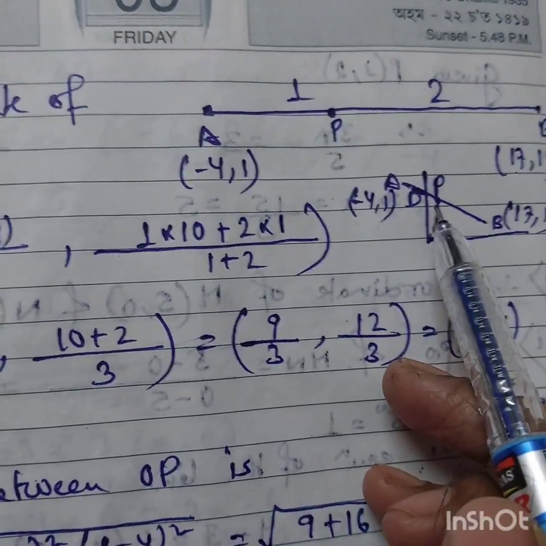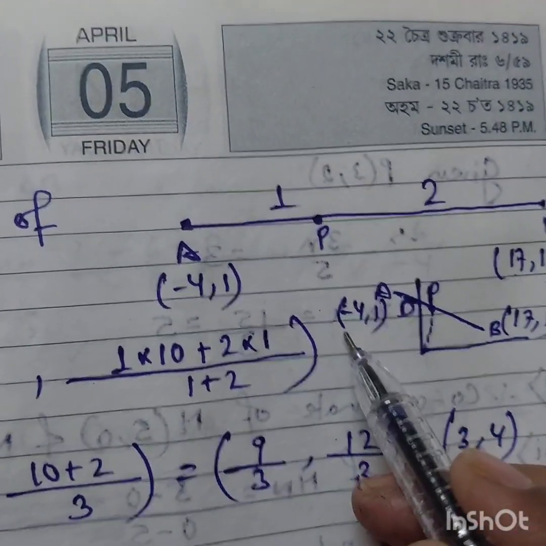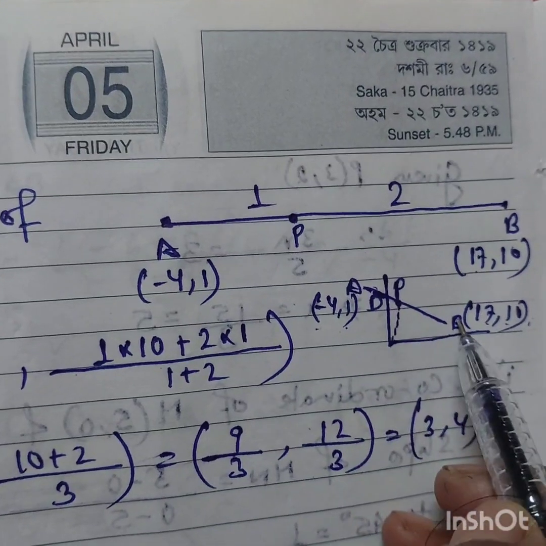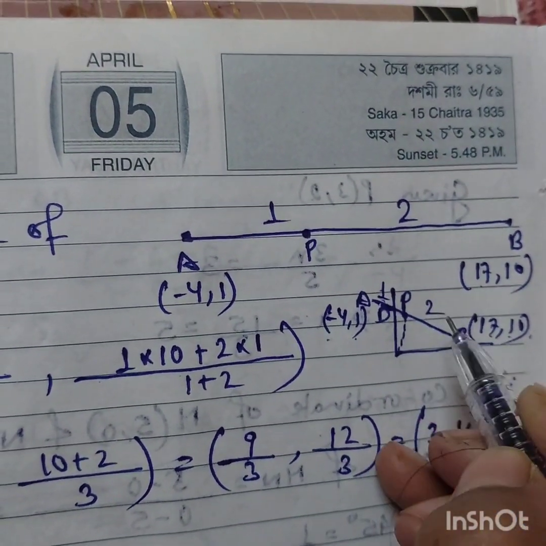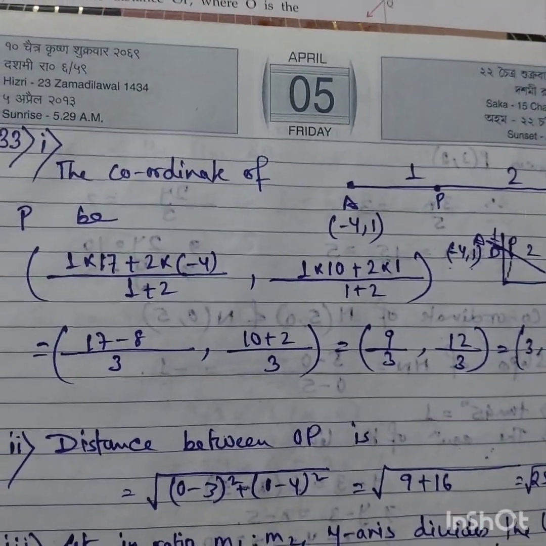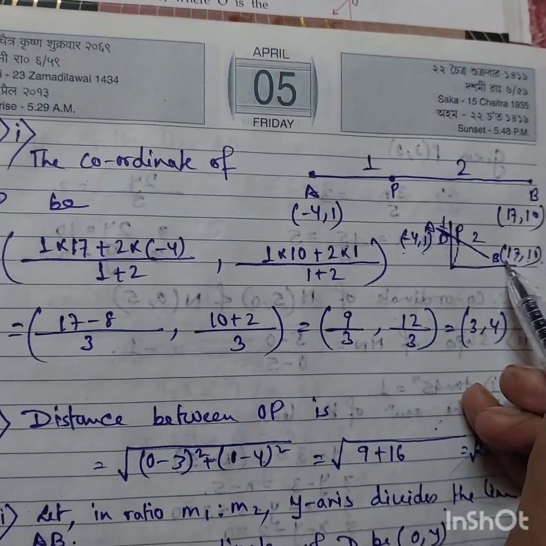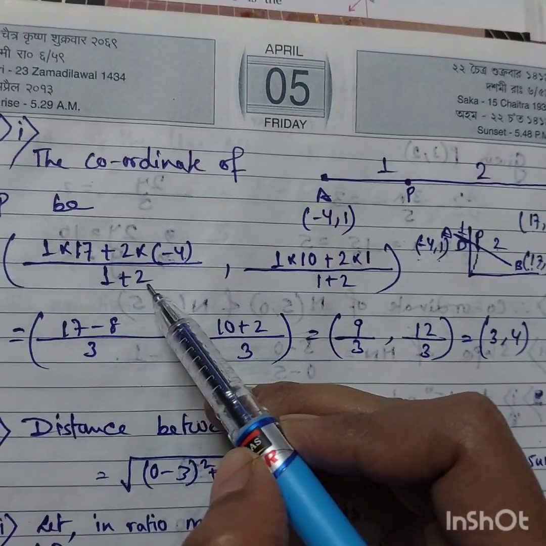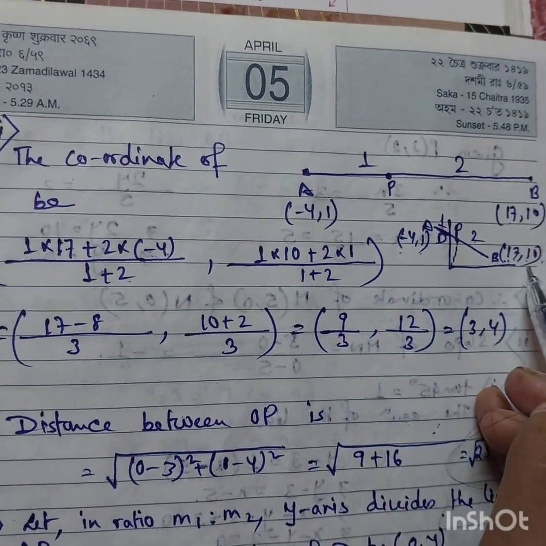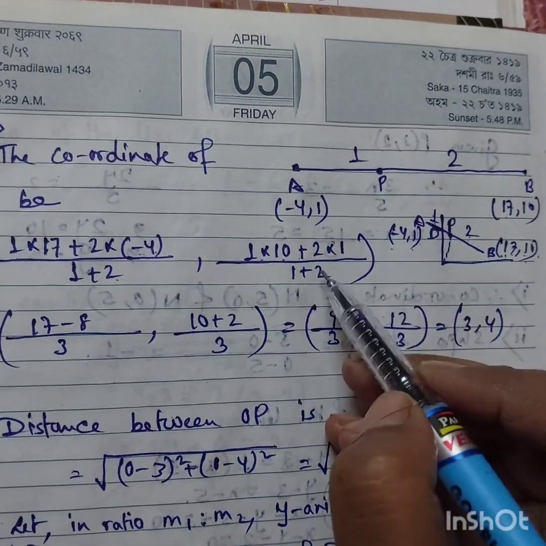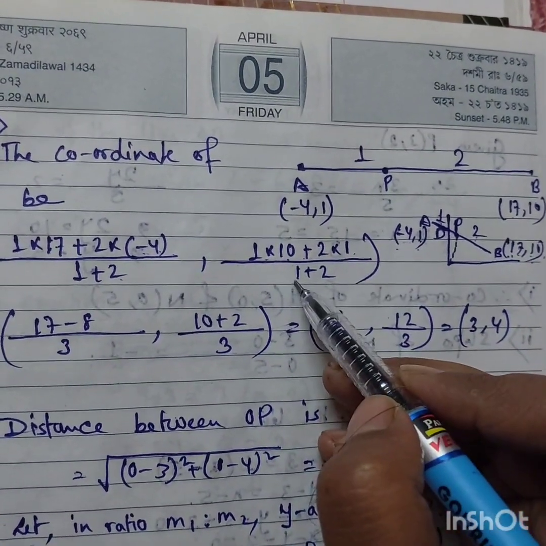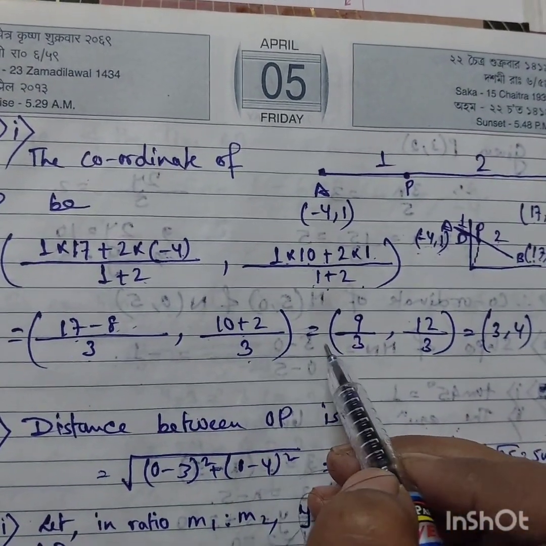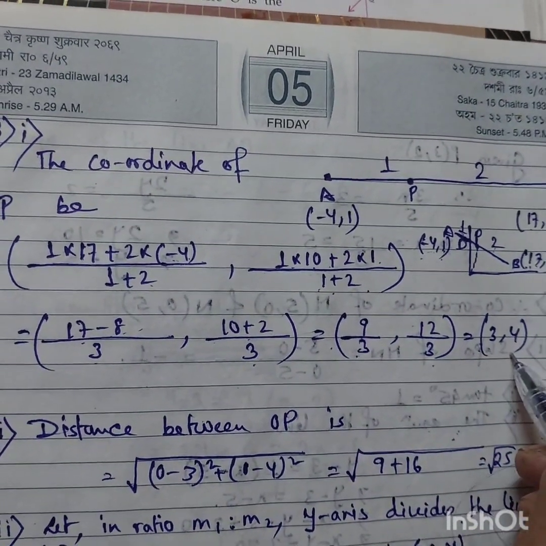So suppose the coordinate of A is (minus 4, 1) as given, and B is (17, 10), and P divides the line in the ratio 1:2. So find the coordinate of P. This is very easy. So 1 into x2, that is 17, plus 2 into x1, that is minus 4, over 1 plus 2, comma, then 1 into y2, that is 10, plus 2 into y1, that is 1, over 1 plus 2. That is equal to (17 minus 8) by 3, comma, (10 plus 2) by 3, that is 9 by 3, comma, 12 by 3, which is equal to (3, 4).